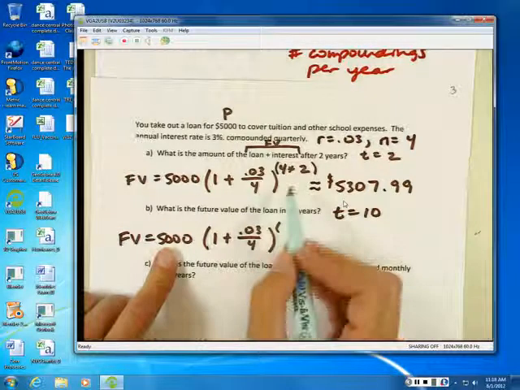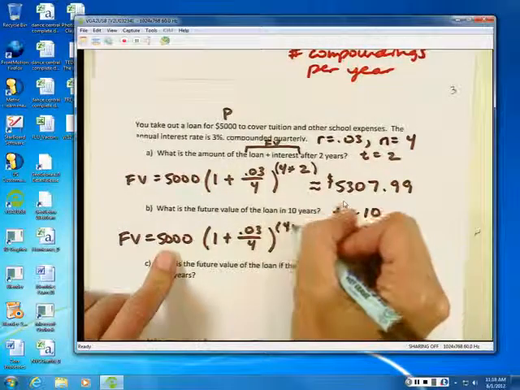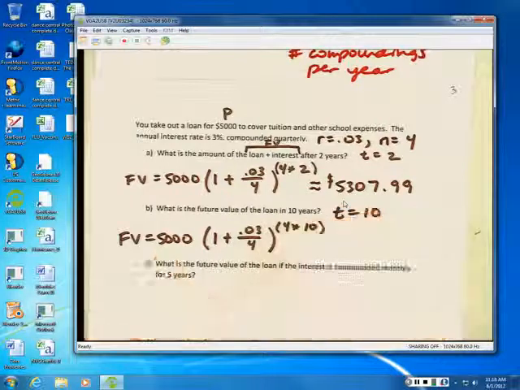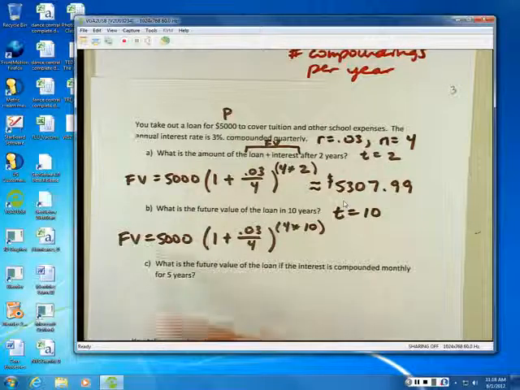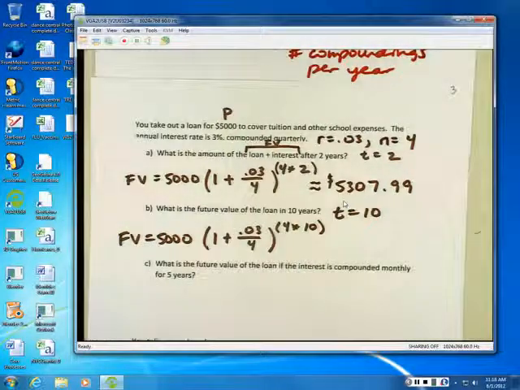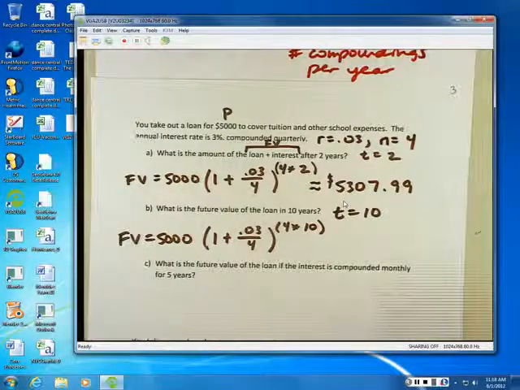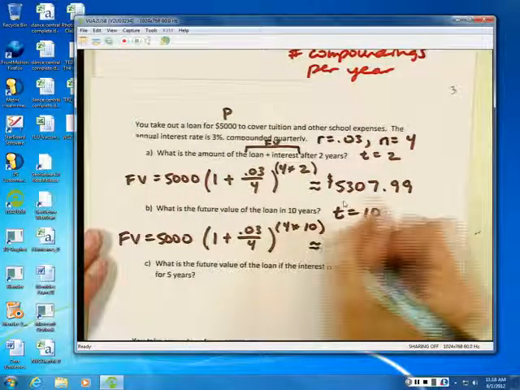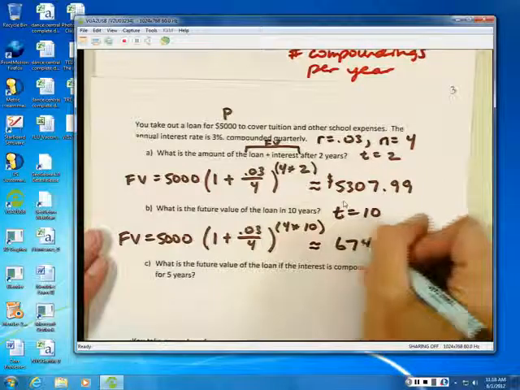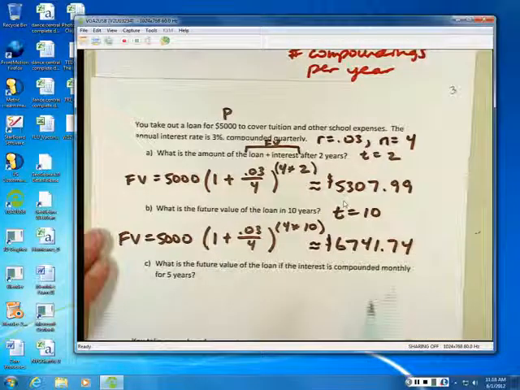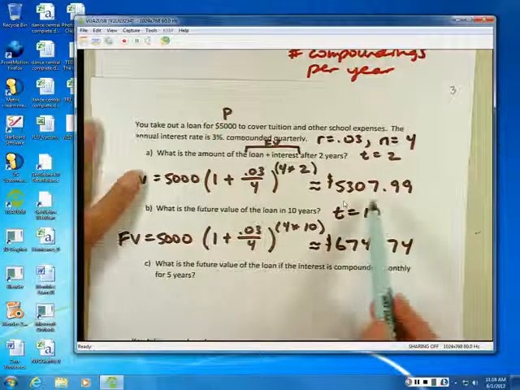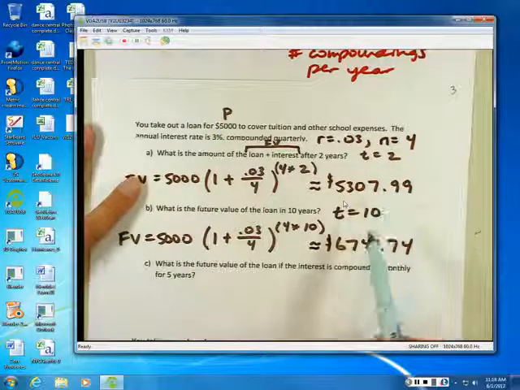So that's going to be n times t. So 4 times 10, 10 years. So now I'm going to multiply in my calculator all of this to the 40th power. And now I owe $6,741.74. I don't know if you're paying attention, but this grows, since it's compounding, a lot quicker than simple interest grows.